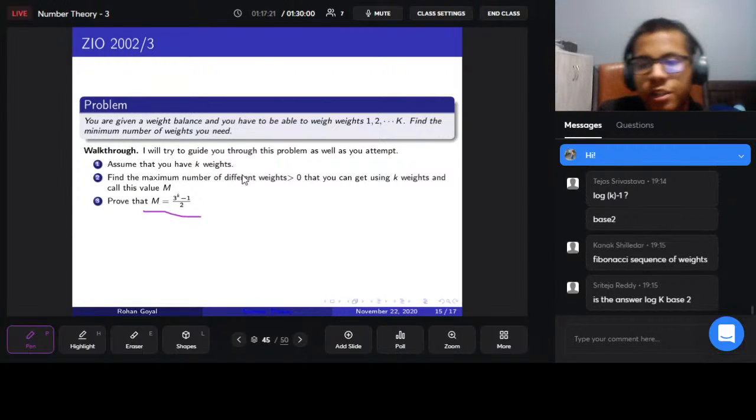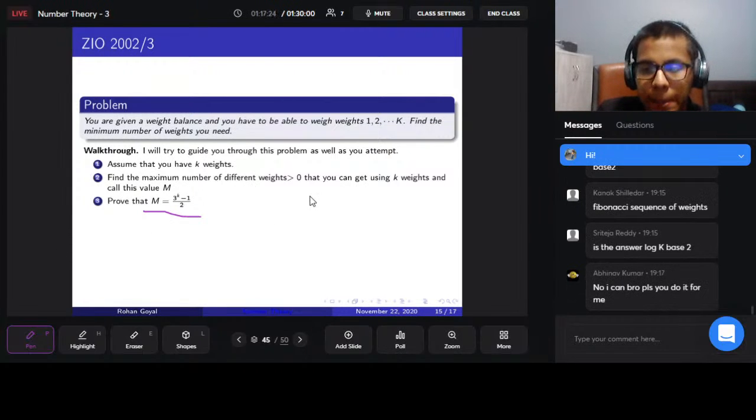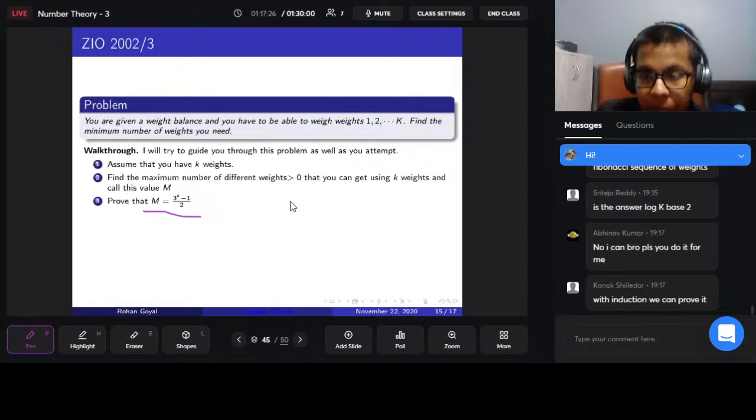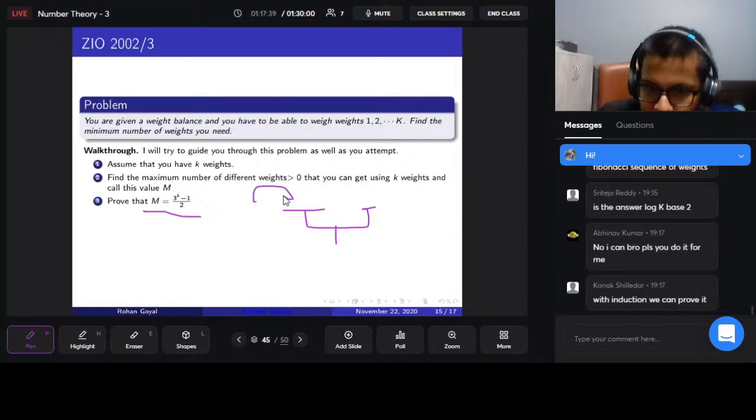Okay, this is actually not that hard. Oh, you don't even need induction. Let's say this is the weighing scale. Let's say I pick one weight, I can place it on this pan, I can place it on this pan, or I cannot place it anywhere. So that gives me three options for every weight. So I get 3^k ways of placing weights.